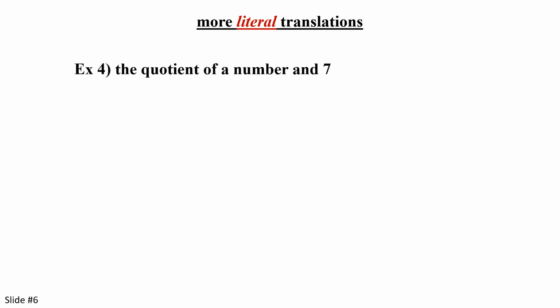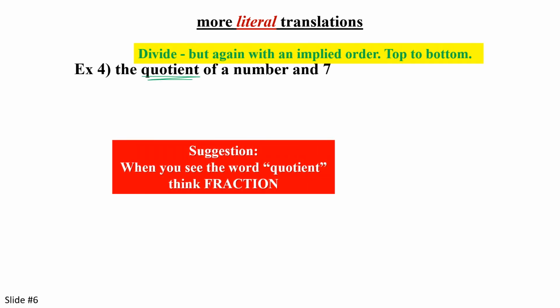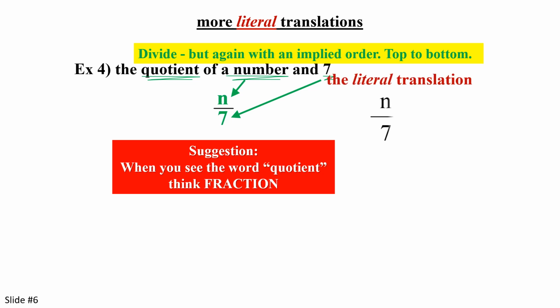The quotient of a number and 7. Quotient means divide with an implied order top to bottom. That's because, suggestion, when you see the word quotient, think fraction. When you see the word quotient, think fraction. The number, unknown, we'll use N, goes on top, and 7 goes on the bottom. So the literal translation of the quotient of a number and 7 is N over 7 as a fraction.